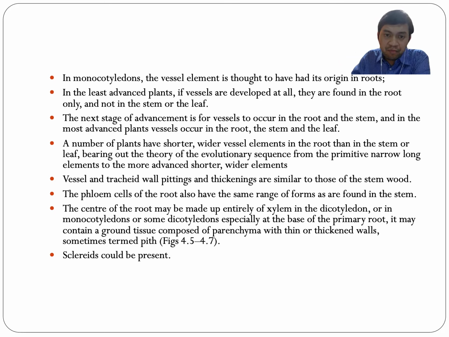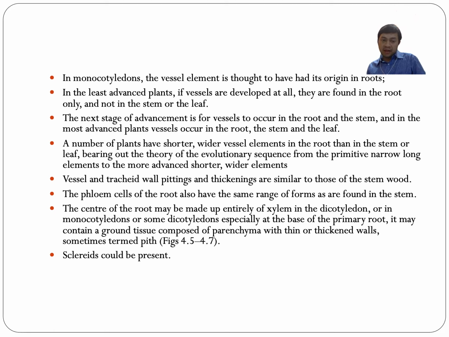For the next stage of advancement, vessels occur in the root and the stem, and in the most advanced plants, vessels occur in the root, the stem, and also the leaf. A number of plants have shorter, wider vessel elements in the root than in the stem or leaf, bearing out the theory of an evolutionary sequence from primitive narrow, long elements to more advanced, shorter, wider elements.